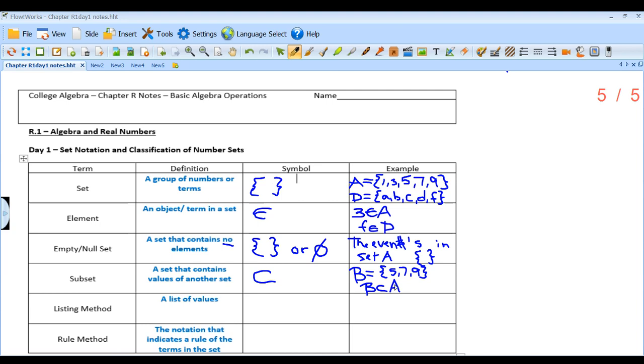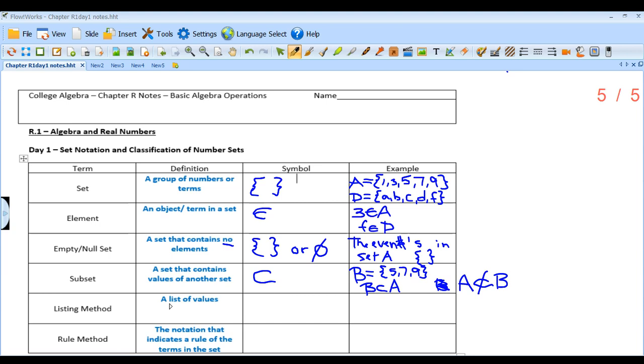What if I asked you, is set A a subset of set B? Well, you have to ask yourself, are all the elements of set A in set B? The answer is no, because I'm missing the 1 and the 3 in set B. So unfortunately, A is not a subset of B. If I wanted to write that notation, actually, I meant to say A is not, which is a line through it, a subset of B. All right.